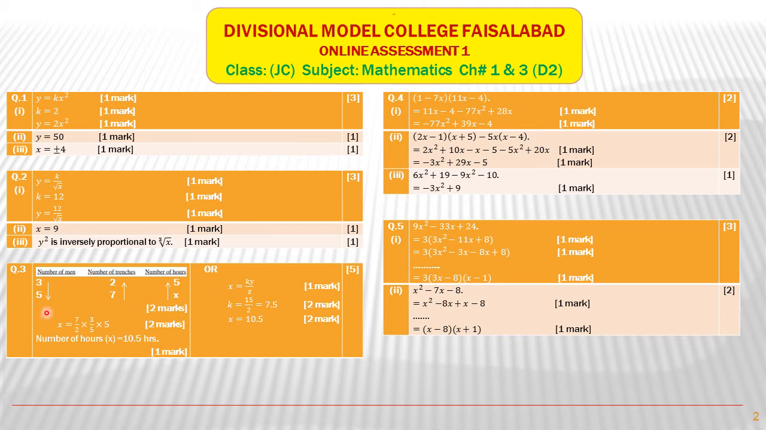Then after this, you will write an equation. X over 5 is equal to 7 over 2 multiplied by 3 over 5, and then you will find the value of k and you will write this equation. Then you will get 2 marks, and simplifying these two and getting the final answer, which is 10.5, you will award yourself 1 mark.